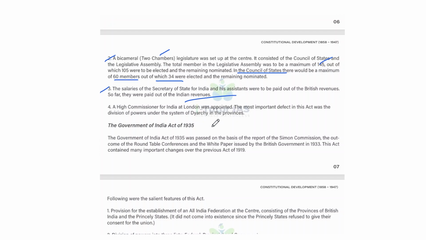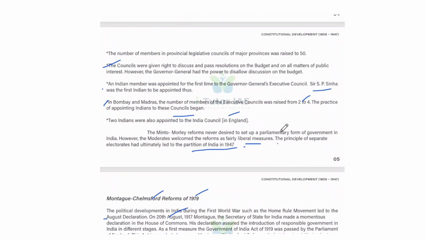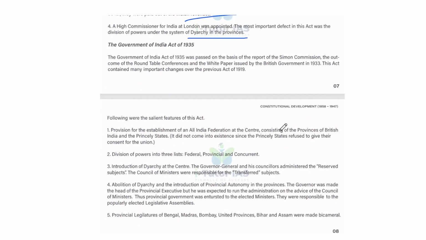The most important defect in this act was the division of power under the system of hierarchy in the provinces. So that is the most important defect. Okay, so that is Montagu Chelmsford reform.